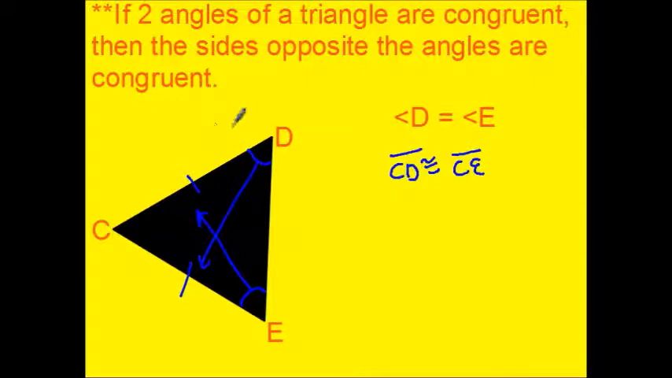Now, just like on that last theorem, we have a shorthand for this. We start off knowing the angles are congruent. So if angles, then sides. So the converse of what we had.